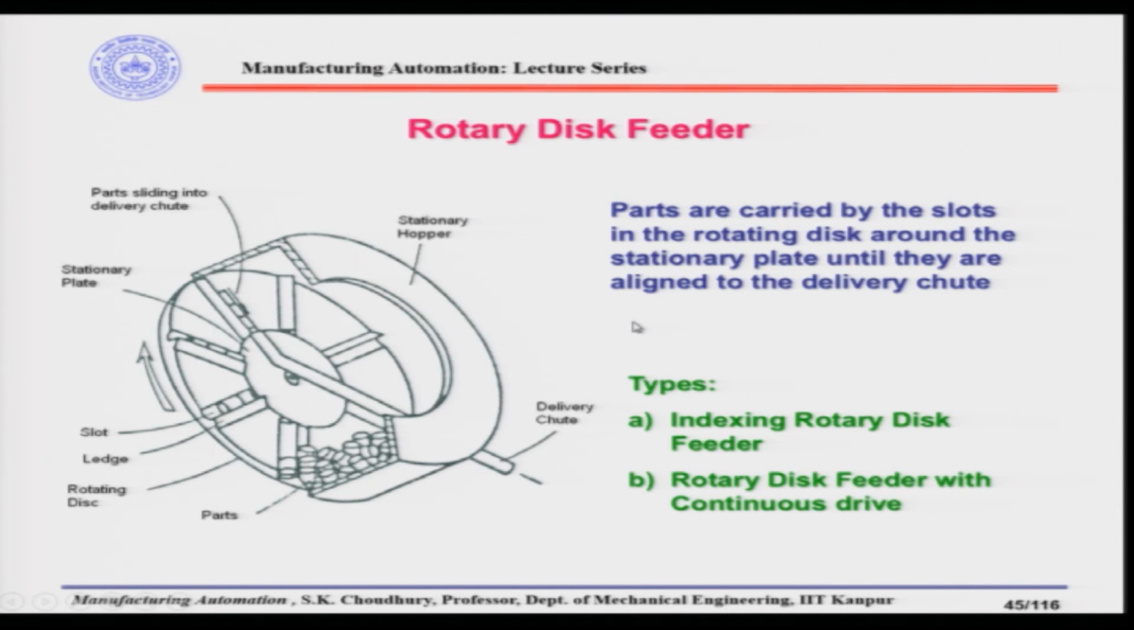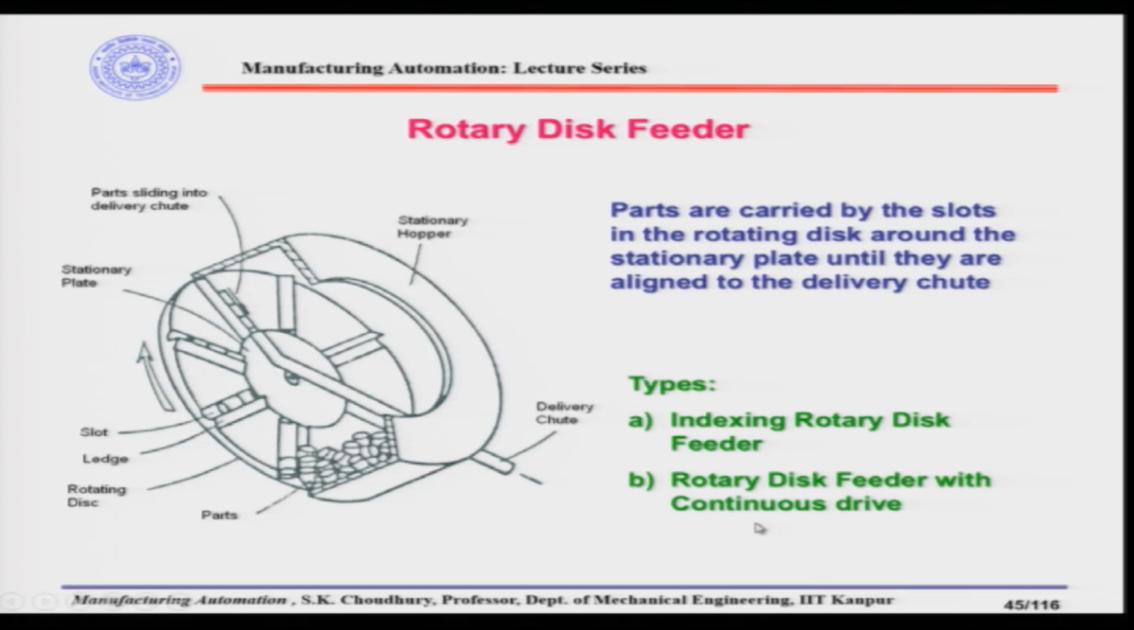One is the indexing type. The indexing type is when it goes from one position to another position, it will stop for some time, dwell for some time, so that the parts can move down the track, down the slot. And there is another design which is called the rotary disc feeder with continuous drive. In that case, it will be continuously driven, and the part will be a disc type, and only one part will be taken, and that part will fall down when the ledge is aligned to the delivery chute. So, there will be no stopover, no dwelling time.